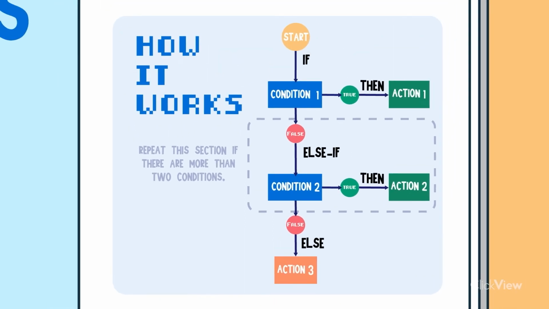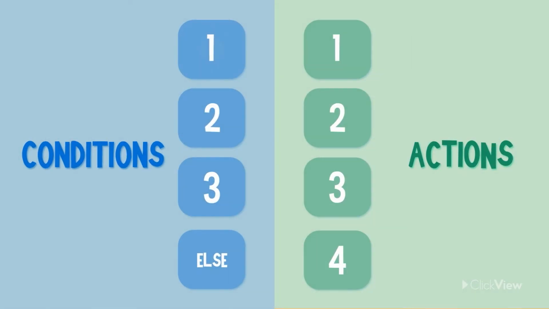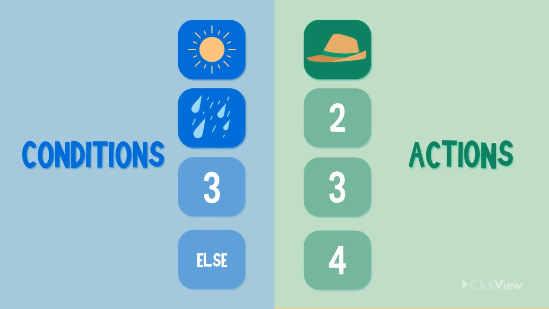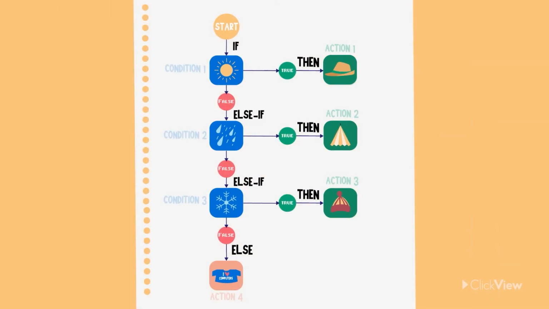Okay. What are our conditions and actions? 1. On a sunny day, Algo should wear a hat. 2. On a rainy day, Algo should wear his umbrella hat. 3. On a cold day, Algo should wear his beanie. If it's none of the above, Algo should wear his favorite t-shirt. This is how the if-else statement looks. Let's test it out.